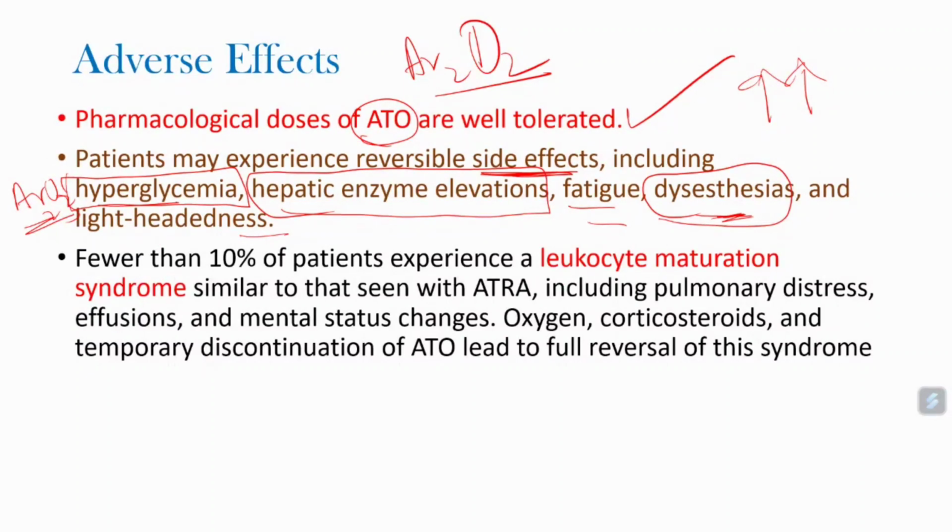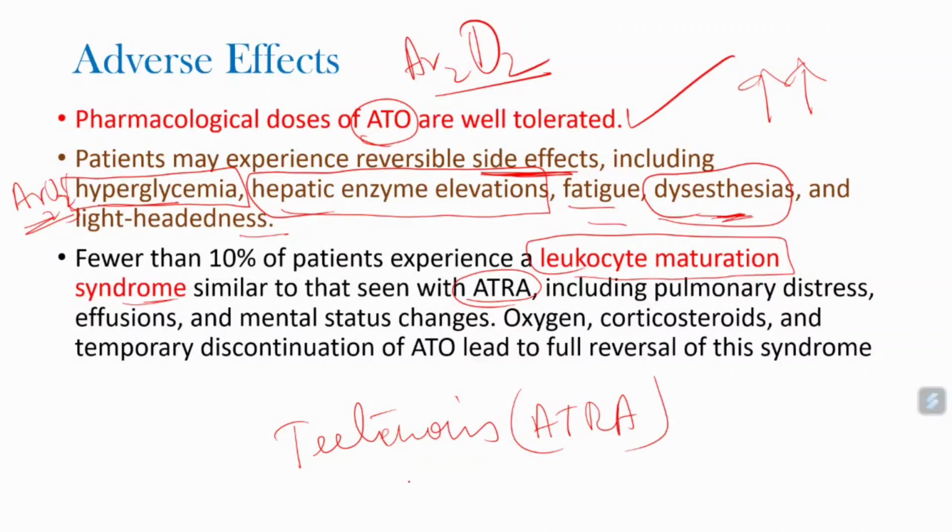And a few adverse effects: leukocyte maturation can be seen. Leukocyte maturation syndrome, we call it. Leukocyte maturation syndrome. And this type of syndrome is also seen with tretinoin. Tretinoin is also called ATRA. Okay, ATRA is tretinoin. This is a vitamin A related compound, a vitamin A analog. We'll discuss it in the next slides. I'll explain about retinoids. It is a retinoid. So retinoid ATRA also causes leukocyte maturation syndrome. So it is very common with arsenic trioxide as well as with tretinoin.